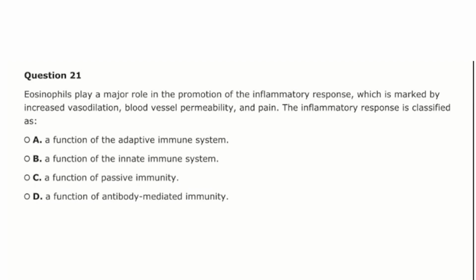So adaptive immune system to me is like I get a vaccine and I learn what needs to fight. Yes, I'm adapting to new situations. That doesn't seem like what eosinophils do. So I'm going to cross that out. The innate, so innate and passive are the two other ones. Antibody-mediated immunity, I'm going to cross out as well because that's similar to answer choice A.